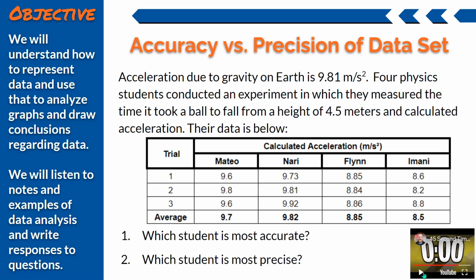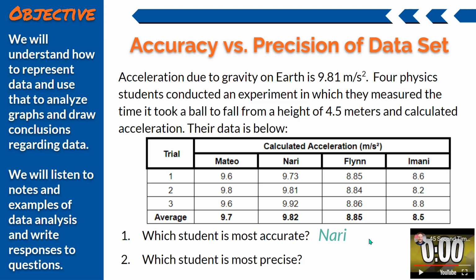All right, let's see. Any volunteers for who is most accurate? Nari is the most accurate because their average ended up being the closest overall to 9.81 meters per second. All right, cool. So Nari is the most accurate because her average is pretty much spot on. Do you know who's most precise? Flynn is most precise.